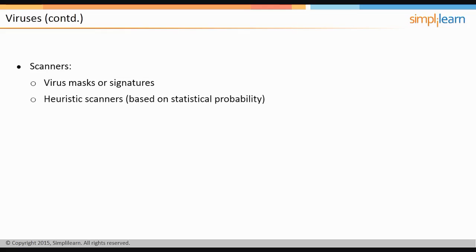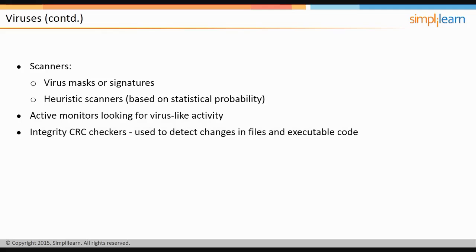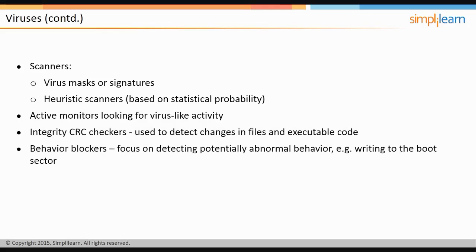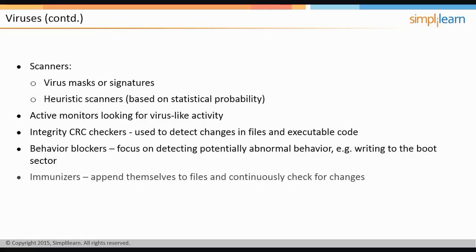Types of antivirus software. Scanners. Virus masks or signatures, heuristic scanners based on statistical probability. Active monitors looking for virus-like activity. Integrity CRC checkers, used to detect changes in files and executable code. Behavior blockers, focus on detecting potentially abnormal behavior, for example, writing to the boot sector. Immunizers, append themselves to files and continuously check for changes.